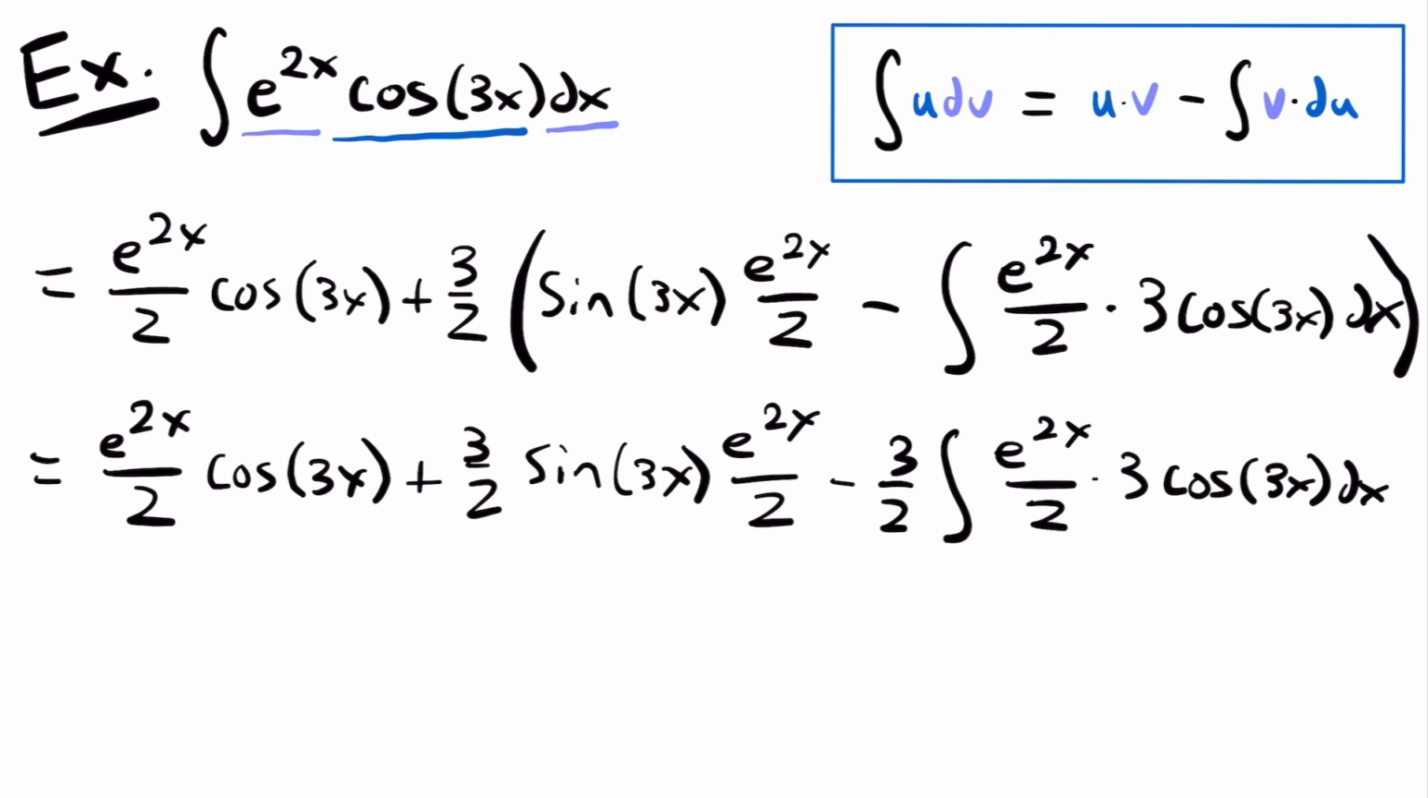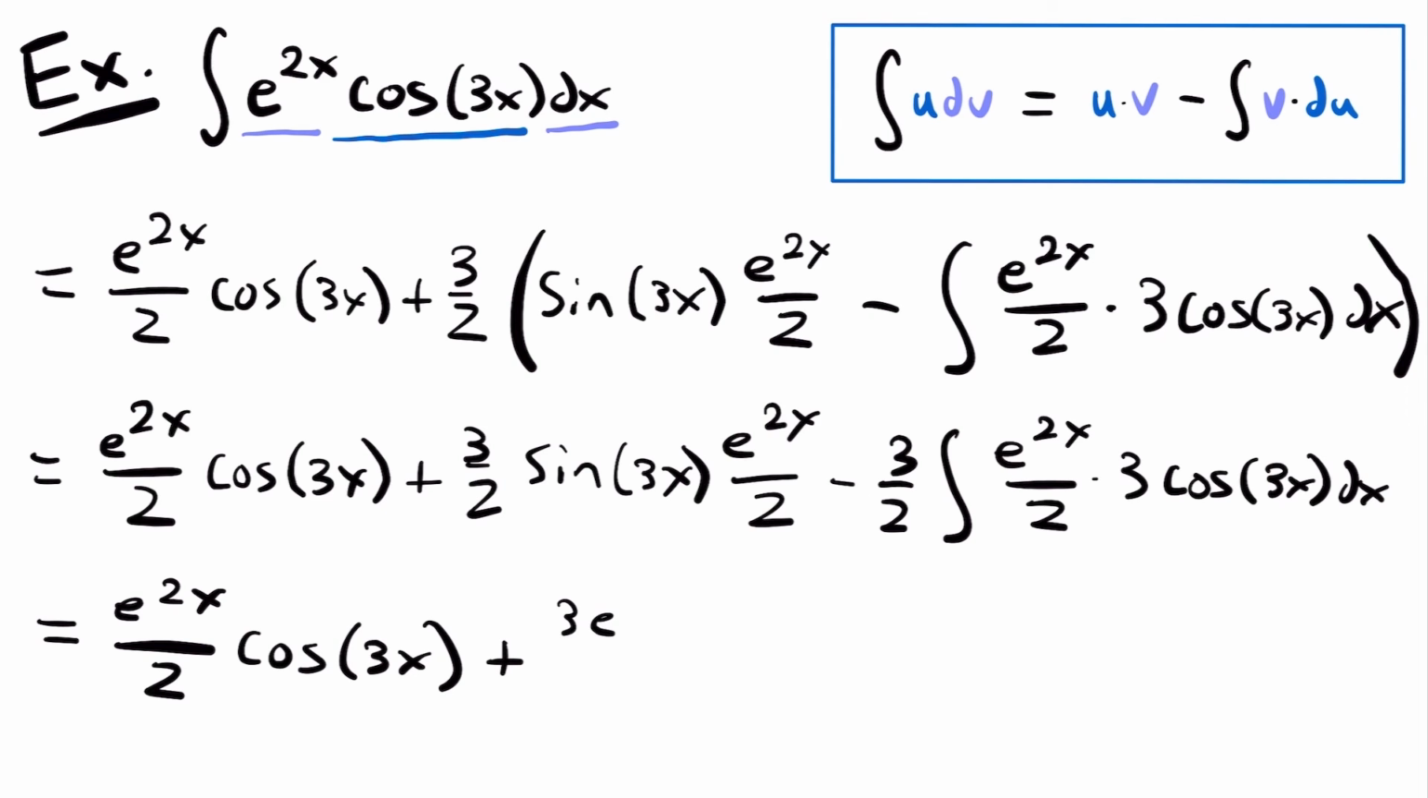Okay, and so now notice that we can multiply 3 halves by this 1 half here, and so we'll have 3 times e to the power of 2x divided by 4 if we multiply the 2's together. And so if we rewrite that, this is equal to e to the power of 2x divided by 2 times cosine of 3x plus 3e to the power of 2x divided by 4 times sine of 3x.